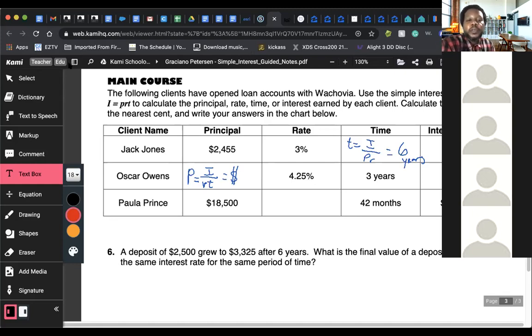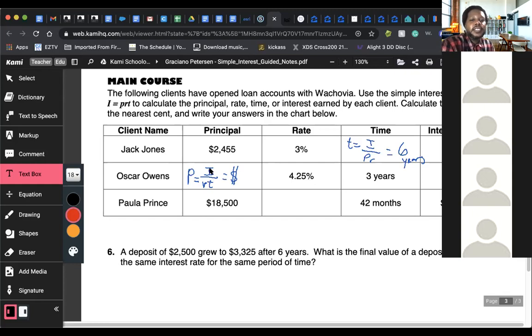We're looking for the principal. We have to take the interest and divide it by the rate times the time, right? So how much money did Oscar start with?